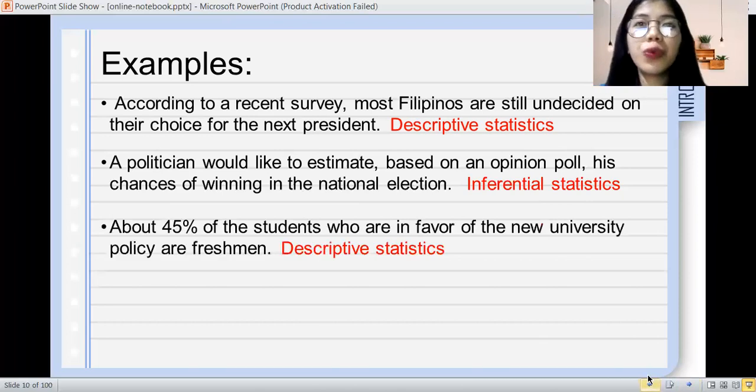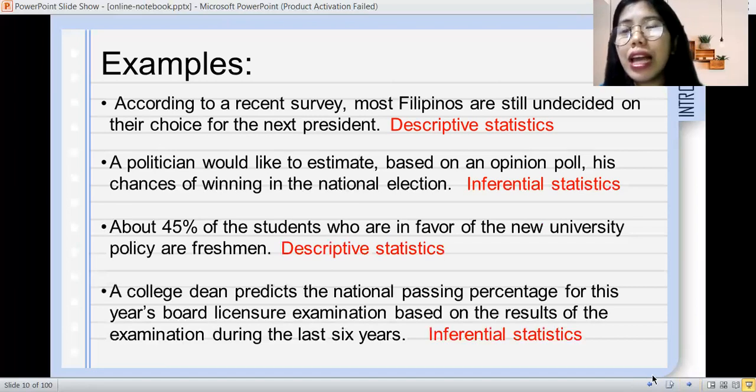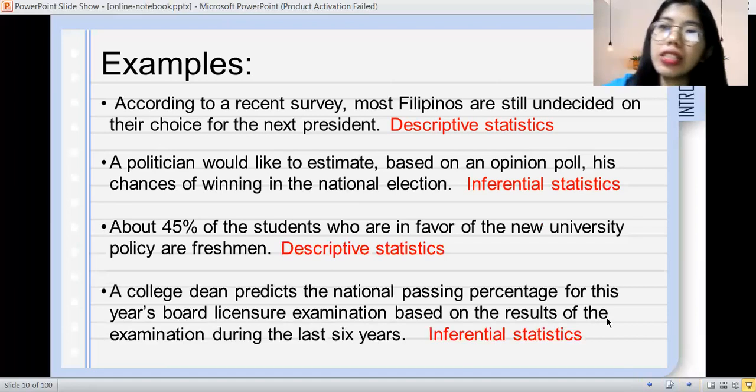And we have the third one, about 45% of the students who are in favor of the new university policy are freshmen. Again, this is a descriptive statistic as it simply describes the given information. So, nag-state lang siya based on the gathered information. And then we have the last one, an example of inferential statistics.